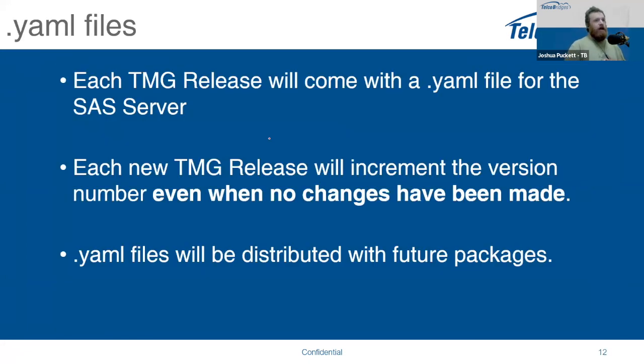So one more thing to be aware of is, since all these encoded messages come through, the SAS server needs a way to decode these messages into human readable events. And how it does that is with a YAML file. Every TMG release, we're going to issue a new YAML file, even if there have been no changes to the SAS whatsoever. It doesn't necessarily mean every time you update, you need to update the YAML file, but that would be best practice. So even when there are no changes, we'll have a new one. And the YAML file is what helps the SAS server translate the TMG's messages into a human readable format.